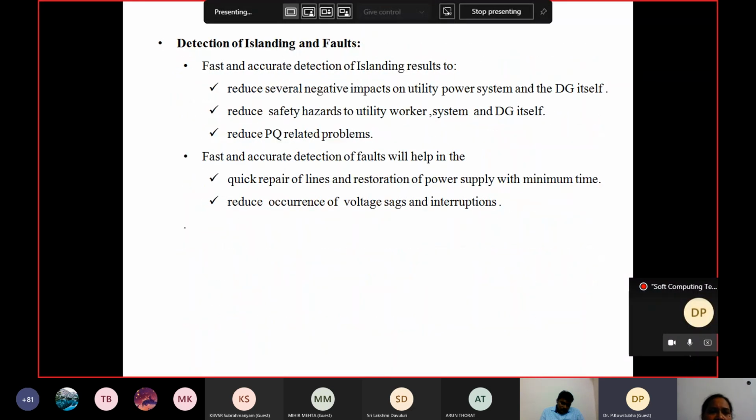After detection of islanding and faults, what are the advantages? A fast and accurate detection of islanding reduces several negative impacts on the utility power system and the DG itself, reduces safety hazards to utility workers, and reduces PQ related problems. Fast and accurate detection of faults will help in quick repair of lines and restoration of power supply in minimum time, and reduce the occurrence of voltage sags and interruptions.